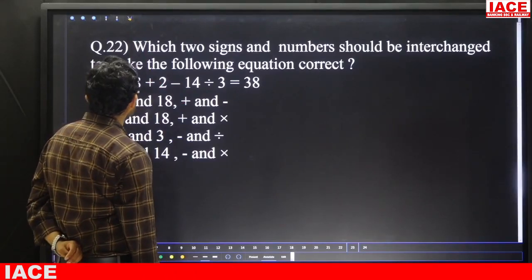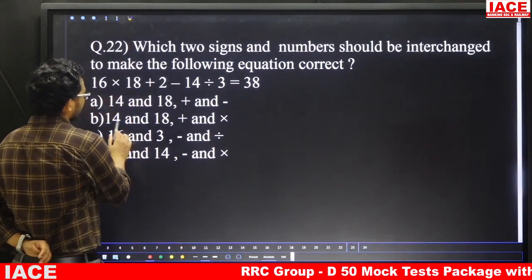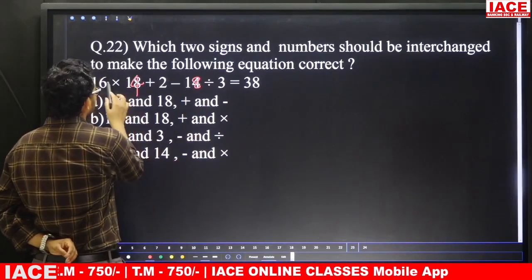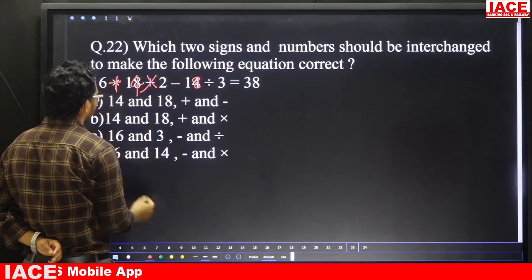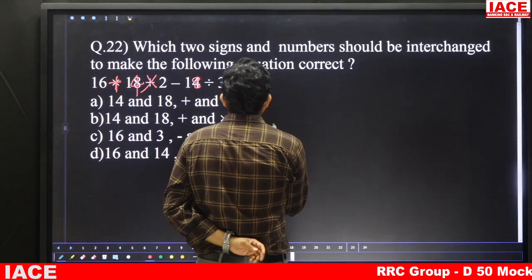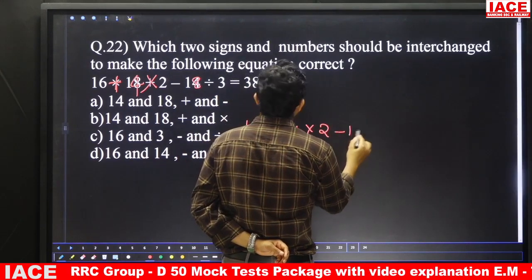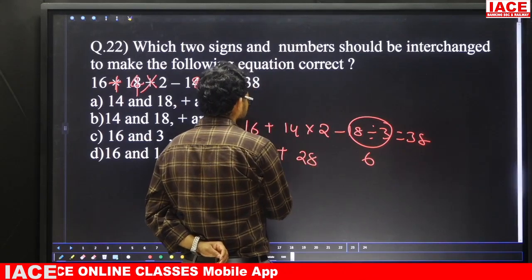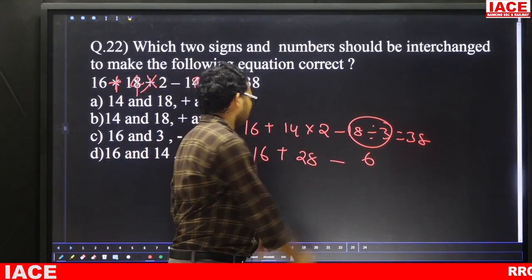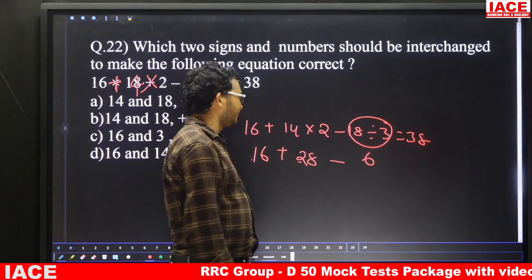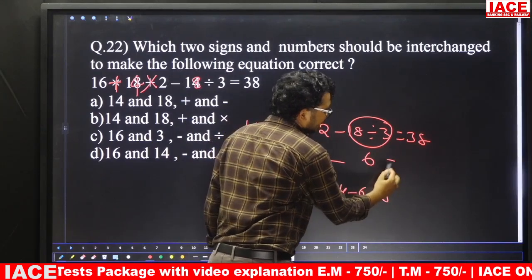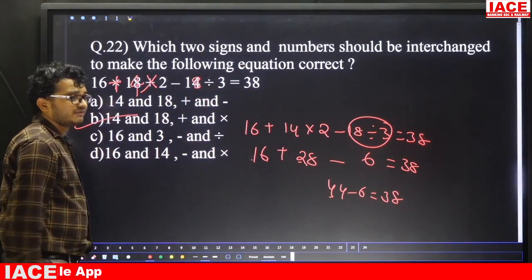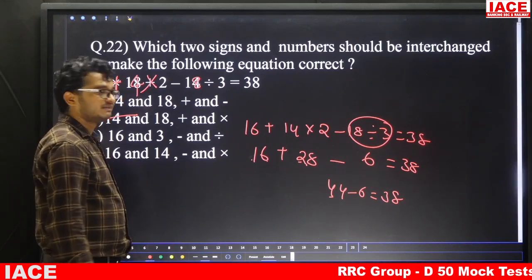Take second option. Second option is what? 14 and 18. That means here, 14 and 18 we are going to replace. 18 means what? 14. 14 means what? Here, 18. Plus and into. If into is there means what? Plus. Next, plus is there means what? Into. Now take here 16 plus 14 into 2 minus 18 divided by 3 equal to 38. This one is what? Here 6. This one is here 28, this one is what? Here 16. Also friends, this one is minus. Now 38, next one is what? Here 44. 44 minus 6 equal to, here right hand side is what? 38. 44 minus 6 is what? 38. Now 38 equal 38, that means by substituting option B we are getting LHS equal to RHS, so the answer is what? Option B.